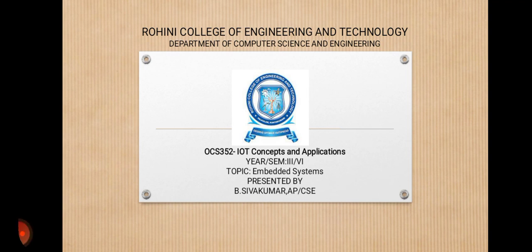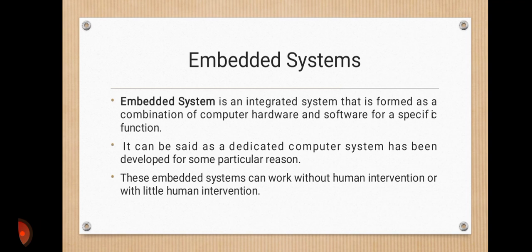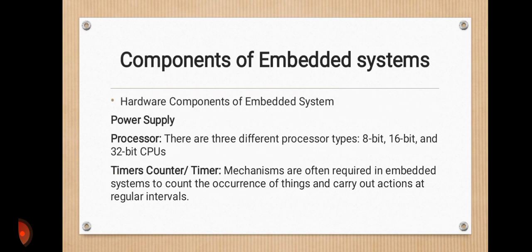Today we will see the topic embedded systems. An embedded system is nothing but an integrated system formed as a combination of computer hardware and software for a specific function. So it can be said to be a dedicated computer system developed for some particular reason. These embedded systems can work without human intervention or with little human intervention.